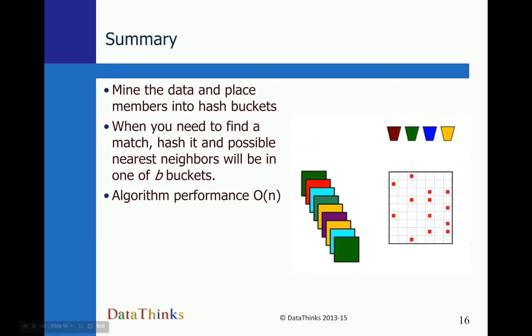So in summary, you mine the data and place members into hash buckets, which is basically building your index. When you need to find a match, you hash it. So you end up creating a vector for your candidate document, just as you did for the documents that you index, which is very classic search stuff. Then you hash it, and you try to detect the possible nearest neighbors, which will be in the number of buckets. And the algorithm performance is O(n), which is obviously much better than what we noted your typical k-means clustering algorithm would be.